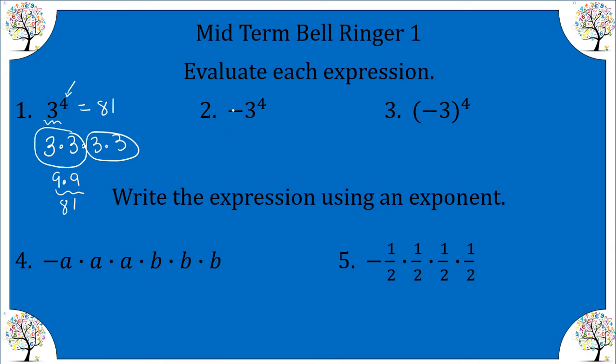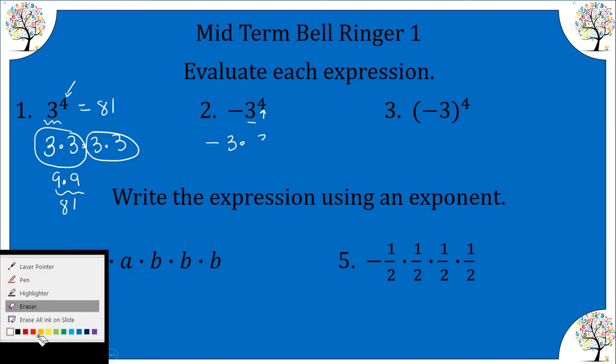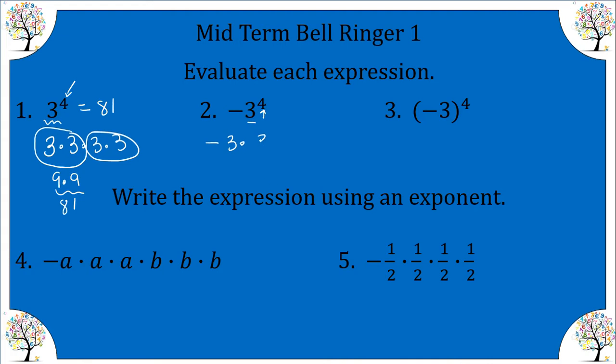In number 2, we have negative 3 to the 4th. In this problem, the base is 3 and the exponent is 4, and we have this understood negative 1 attached out front. So I have negative, and then I have 4 3's being multiplied. The negative is not part of the base. It is not expanded. So we have negative, and then we have 4 3's being multiplied.